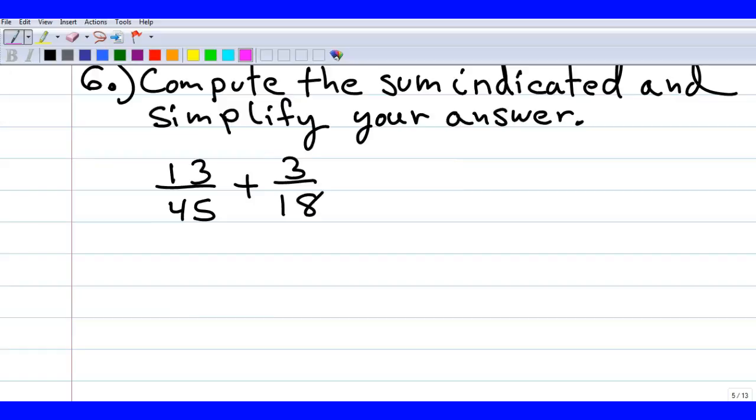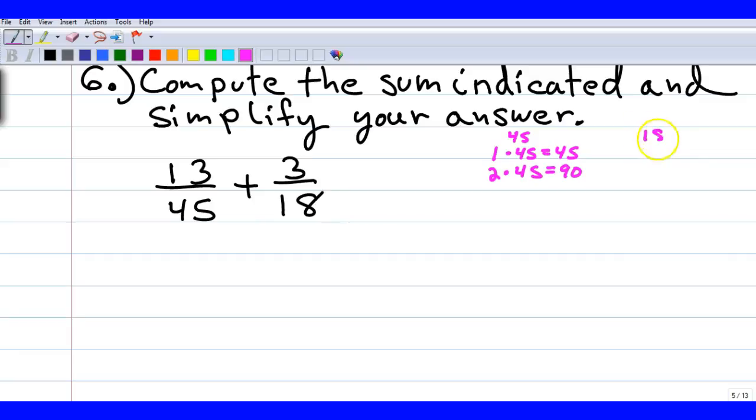Question number 6 says to compute the sum indicated and simplify your answer. Here I have a 45 and an 18. So I need to find a common denominator. If I were to come over here and start listing some multiples, starting with the 45, 1 times 45, I see that I have 45. 2 times 45, I'll see that this creates a 90. I don't want to make this list too long, because I also want to make a list for 18. I want to find a number that both 45 and 18 would go into evenly.